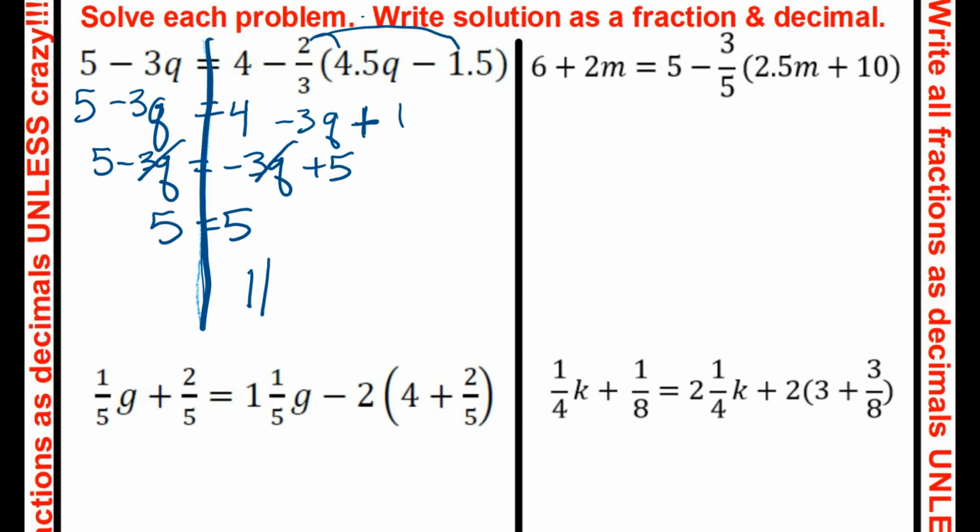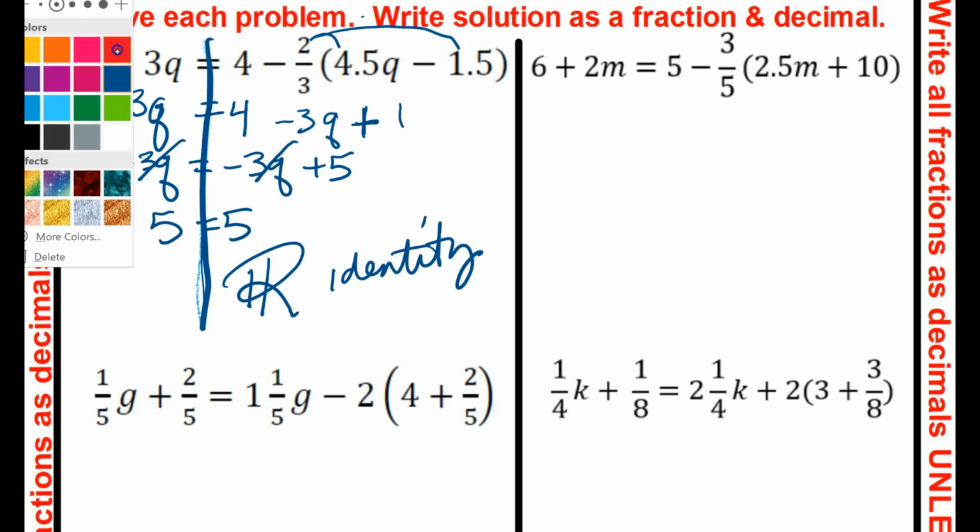Some people call it infinitely many solutions, all real numbers, identity. You know, because when 5 looks in the mirror, it sees itself. Identity. If 5 looked in the mirror and saw 3, it would be no solution. You know what I'm saying?